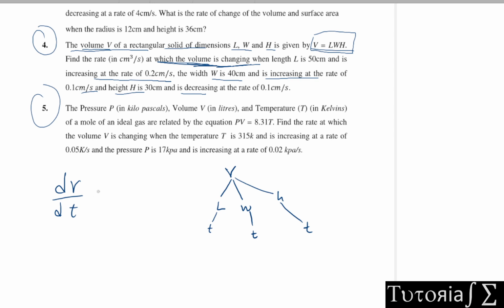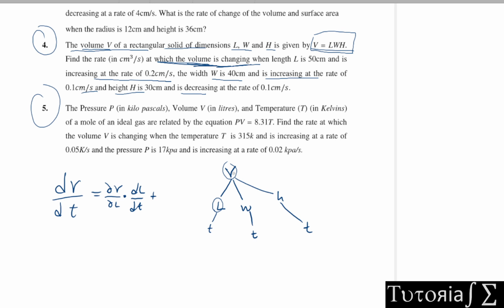full derivative. And how do we form the chain rule? How do we get from V to T? We say V with respect to H, then H with respect to T. So V with respect to L, there are three different variables here, so this will be a partial derivative. That will be the partial of V with respect to L, and L with respect to T, there's only one type of variable here, so that is a full derivative, dL/dt.